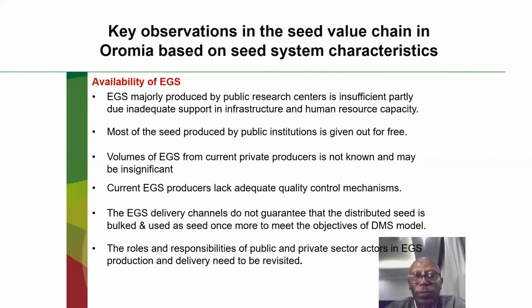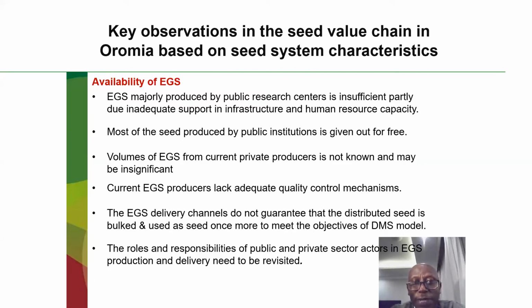Some key observations were made in regard to the seed potato value chain, basing on the seed system characteristics. And we begin with seed availability. We find that EGS, early generation seed, is majorly produced by public research centers and is insufficient, partly due to inadequate support in infrastructure and human resource capacity. Most of the seed produced by public institutions is given out for free.